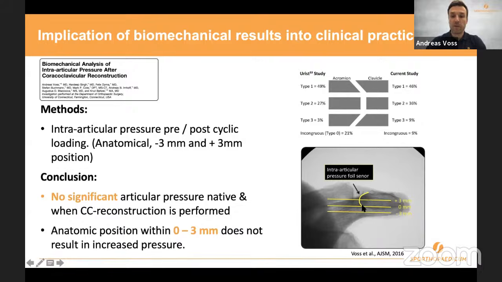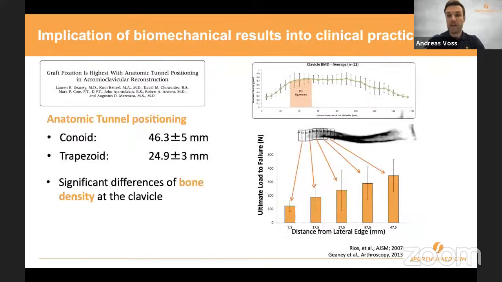We used an anatomic reconstruction, we used an over-reduced reconstruction, and we used a reconstruction which is more than 3 millimeters above the joint line. And within the anatomic position, which would be 0 to minus 3 millimeters, it doesn't matter which joint line you have, it does not increase the AC joint pressure. So this is very important because you don't really need to address the different joint configurations.